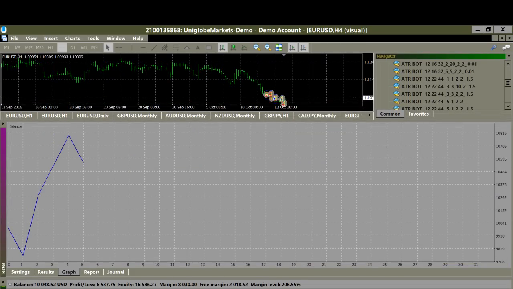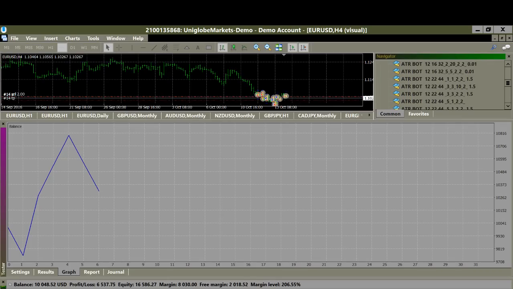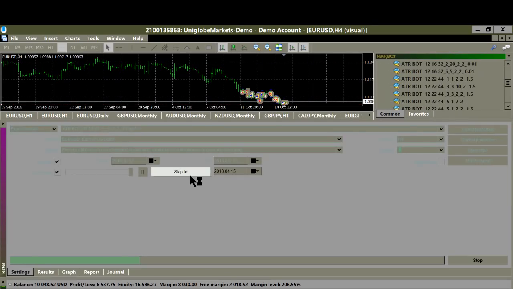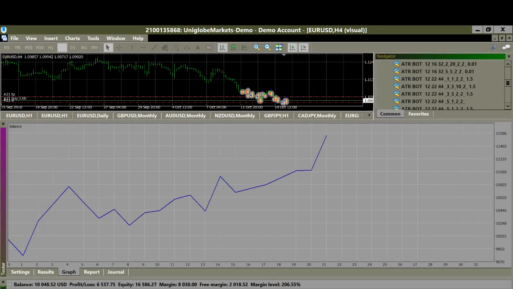Look at this thing trade on the 4-hour. It kills it. It makes more money in the 4-hour. So I'm going to fast forward to the end. I'm pretty sure it kills it on the 4-hour here.